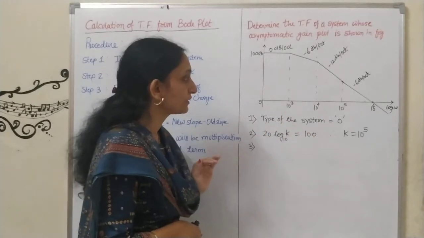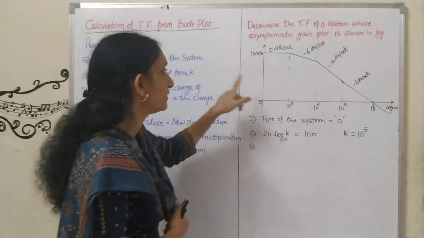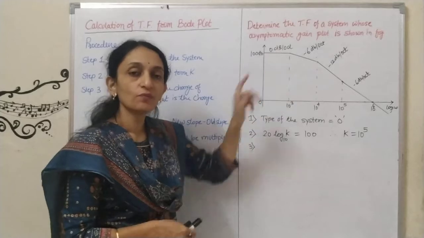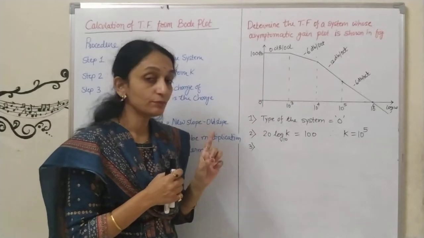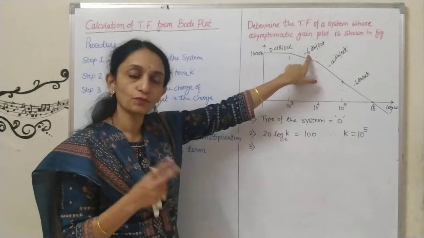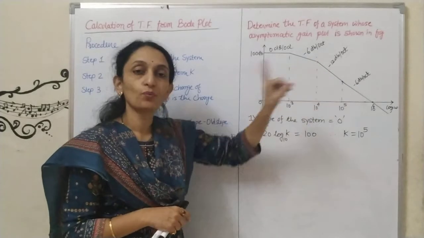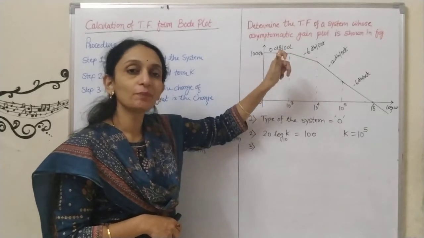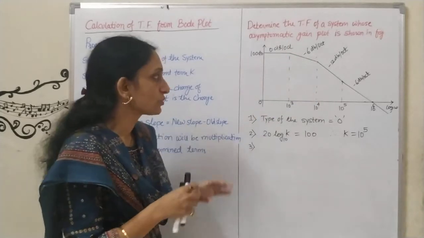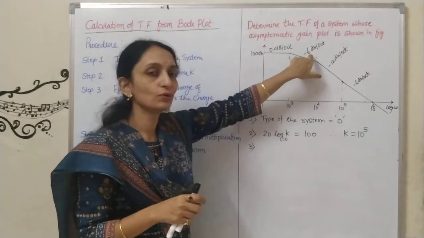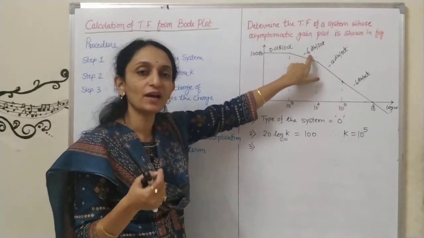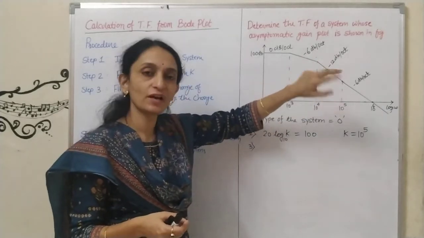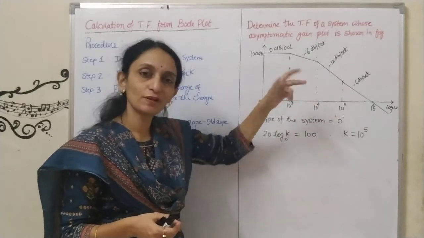Now the important thing is that first of all you need to identify the type of the system. Here the starting slope is 0 dB per octave. When I say octave, for one pole your slope will be minus 6, for two poles minus 12, for 1 zero the slope will be plus 6 dB per octave, and for 2 zeros plus 12 dB per octave. Everything is the same, only the slope values change. In case of decade we take minus 20, minus 40, plus 20, plus 40, but here it will be 0, minus 6, minus 12, or plus 6, plus 12.